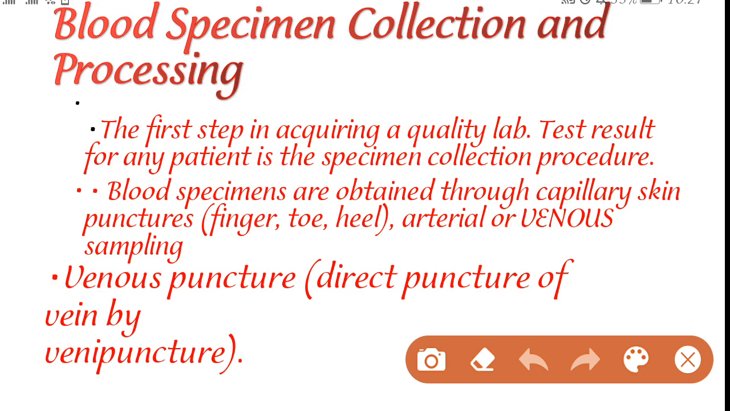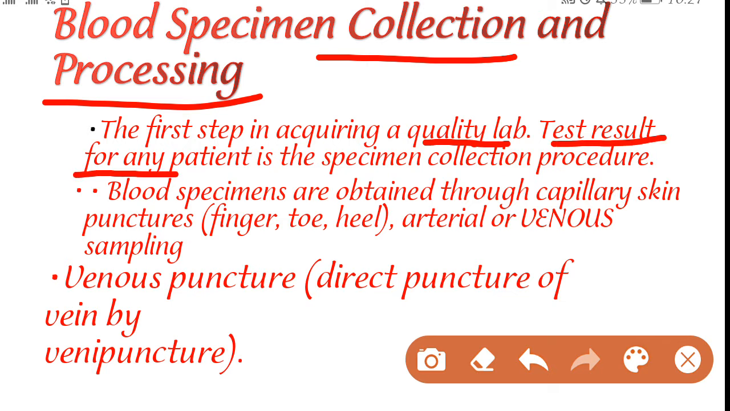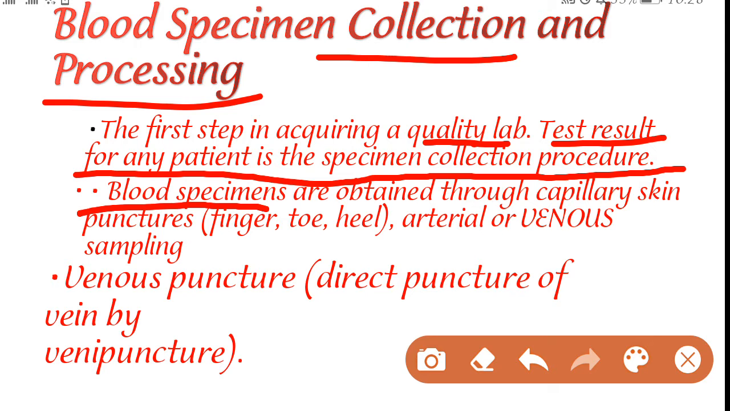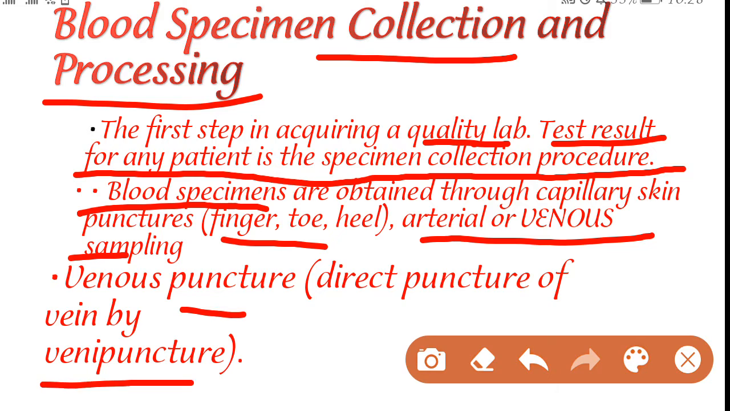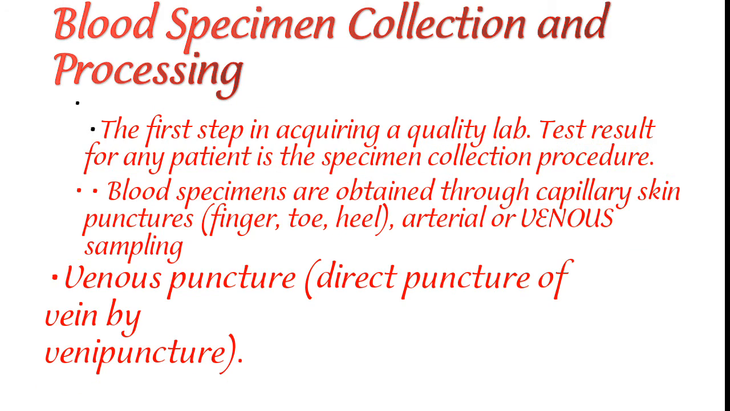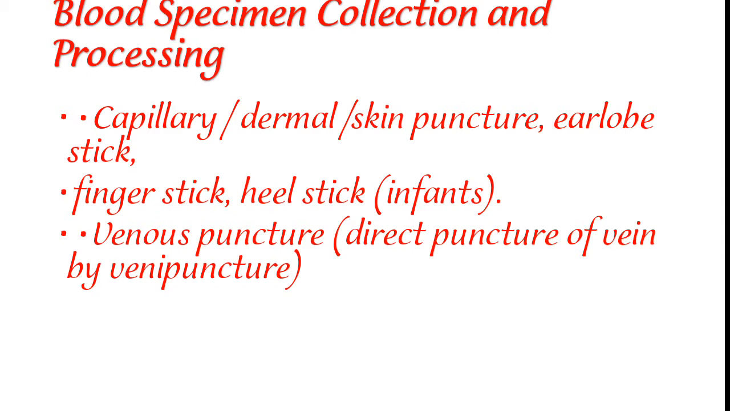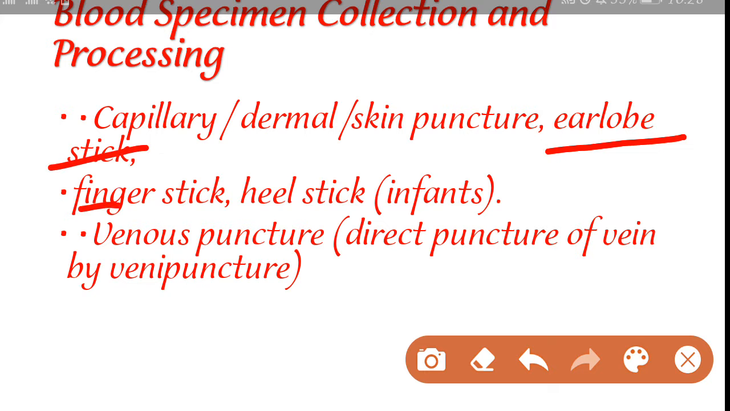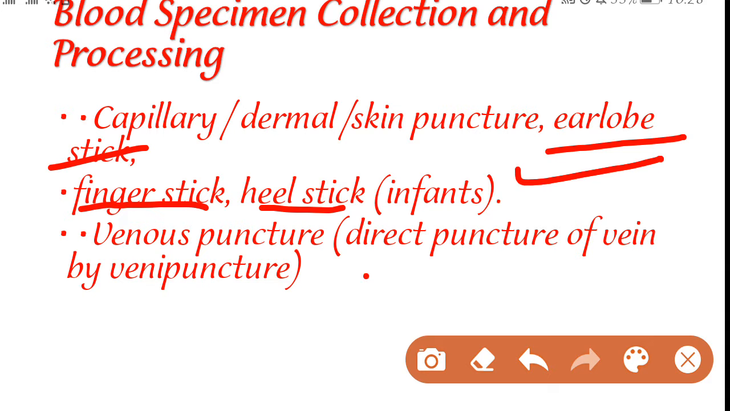Blood specimen collection and processing is the first step in acquiring quality lab test results for any patient: the specimen collection procedure. Blood specimens are obtained through capillary skin puncture (finger, toe, heels), arterial, or venous sampling. Venous puncture is direct puncture of a vein by venipuncture.